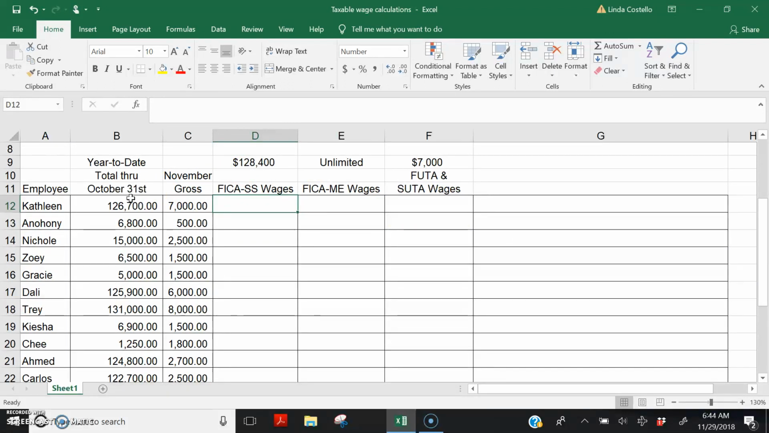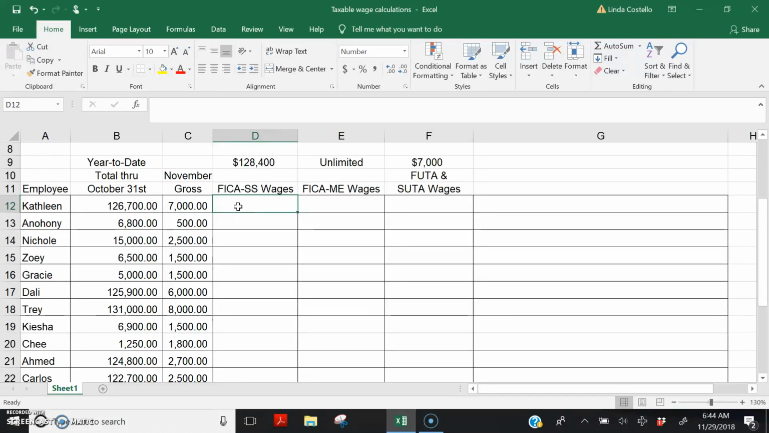Before the month of November, Kathleen had already been paid $126,700 in wages for this year. This is not quite in excess of the FICA Social Security wage base of $128,400, but by the time the November wages of $7,000 are paid, she will exceed the wage base. So some of her November wages will be subject to FICA Social Security tax, and some will be exempt.